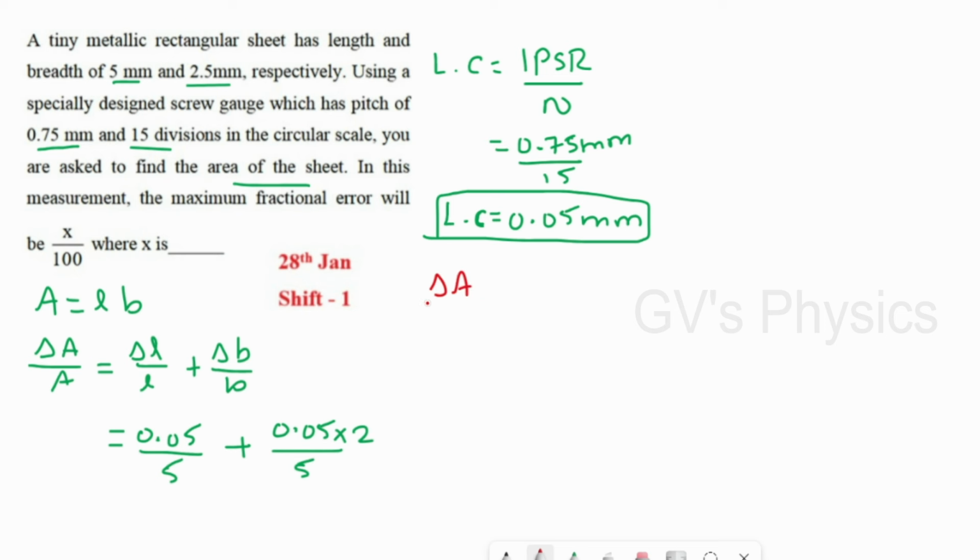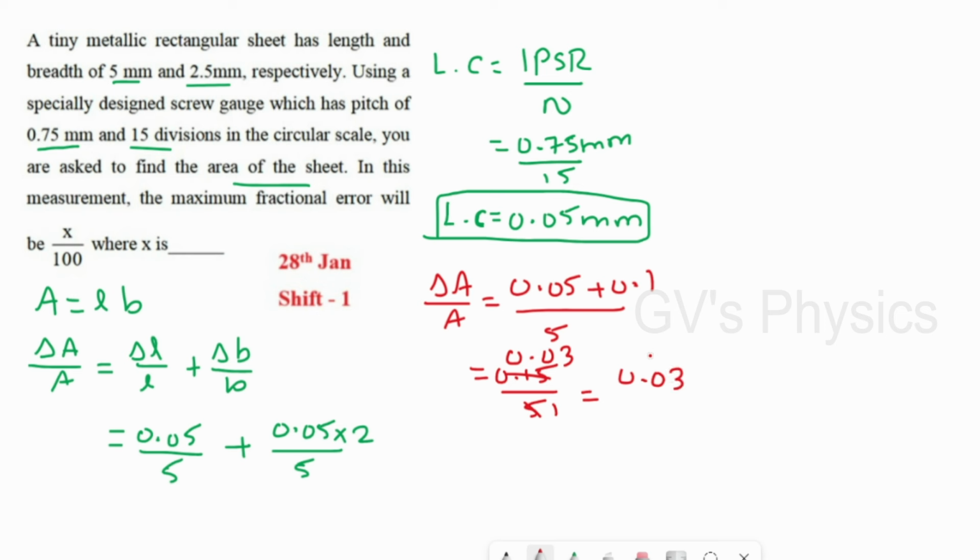So del A by A is equal to 0.05 plus 0.1 by 5. So which will be 0.15 by 5. If you cancel, this will be 1 and this will be 0.03. So you can write it as 0.03, but you can check the question. It's in the form of x by 100, so I'm going to multiply and divide by 100. So that is equal to 3 by 100. So in the place of x, you have 3. So the answer is x is equal to 3.